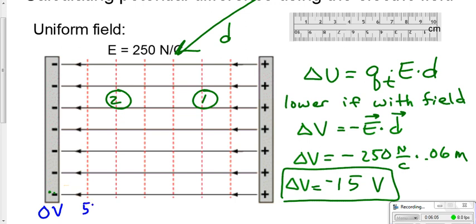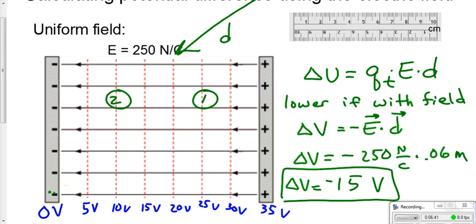So we have a 5 volt line here, and then a 10 volt line, 15 volts, 20, 25, 30, and then our positive plate here would have to be at 35 volts. So we call these equipotential lines, those red dashed lines. They have an important characteristic in that they are always going to be perpendicular to the electric field, and they are always spaced out when we draw them by the same amount of potential difference. In this case, it's 5 volts per line.